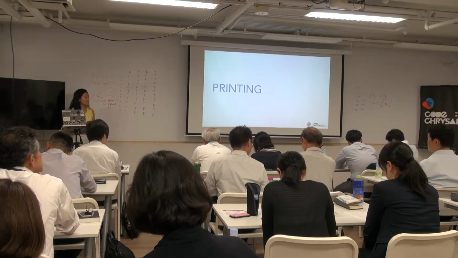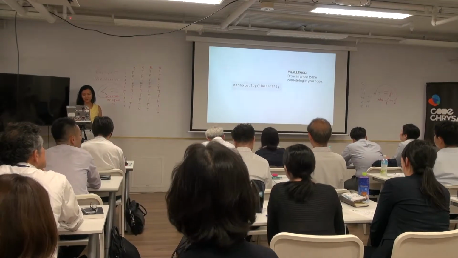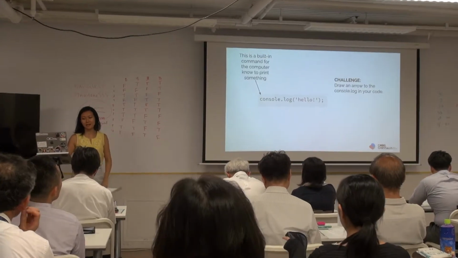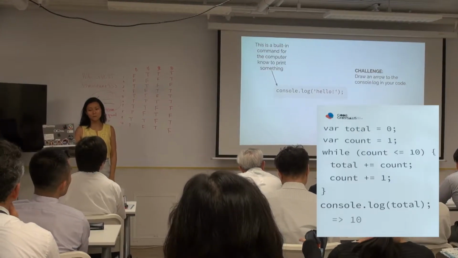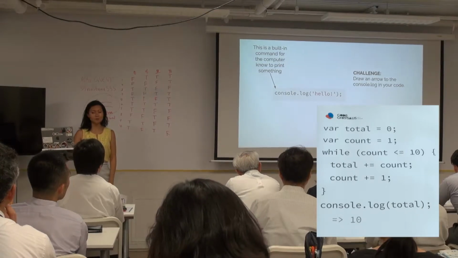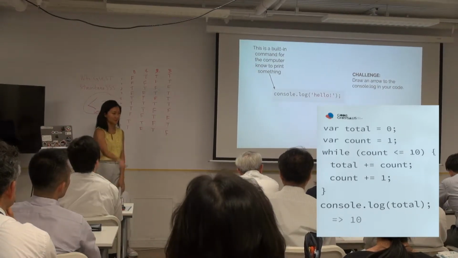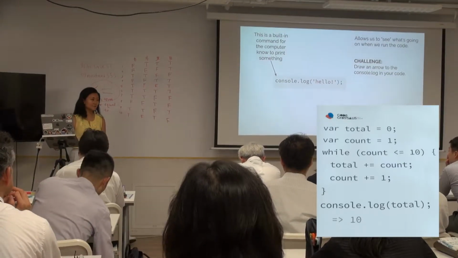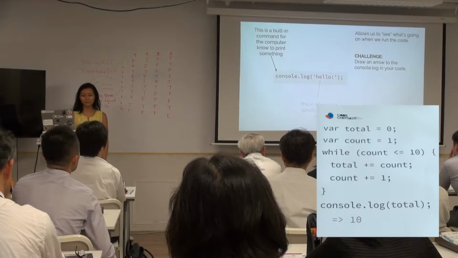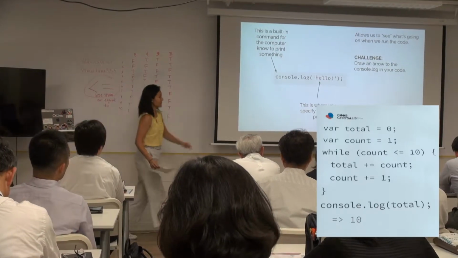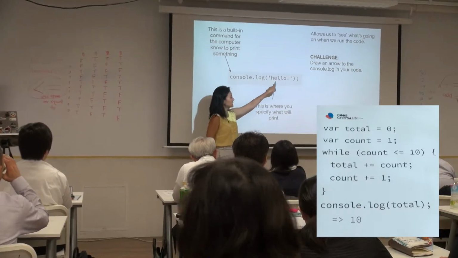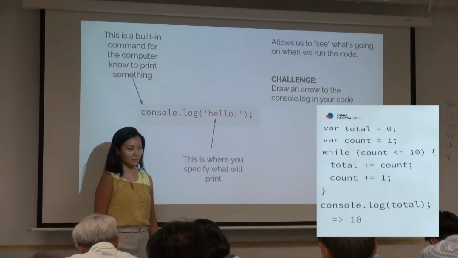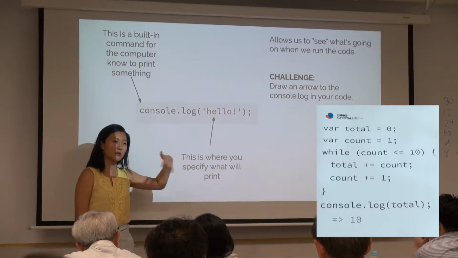So how about for printing? This console.log at the end is a built-in command for the computer to know to print something. So this is to show us what is happening. It allows us to see what's going on when we run the code. So this is a command, and then in here is what we tell the computer to print. When I say print, I mean show on the screen.